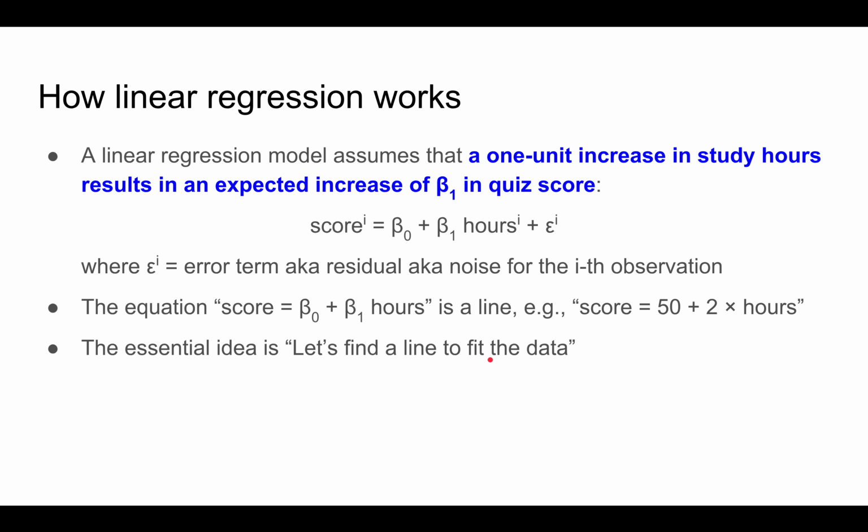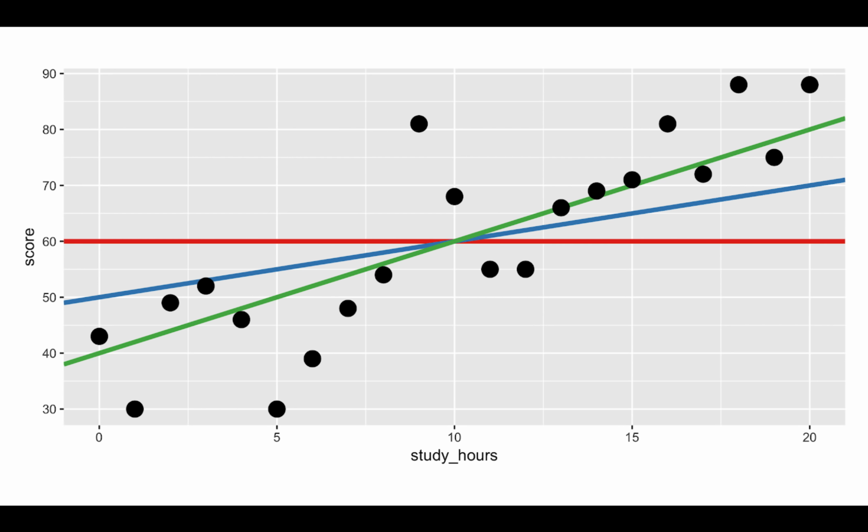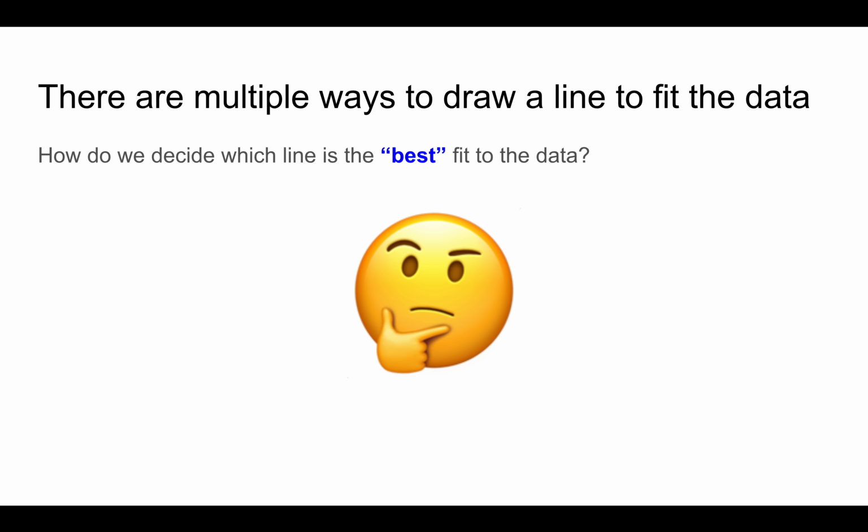So basically the idea of linear regression is to fit a line to the data. Here are three different lines, blue, red, and green, that can be drawn. And perhaps the green line looks like it fits better than the other two. But this is not very nice because it's based on eyeballing or a guess. Is there a way to rigorously decide which is the best line, the best fit to the data?